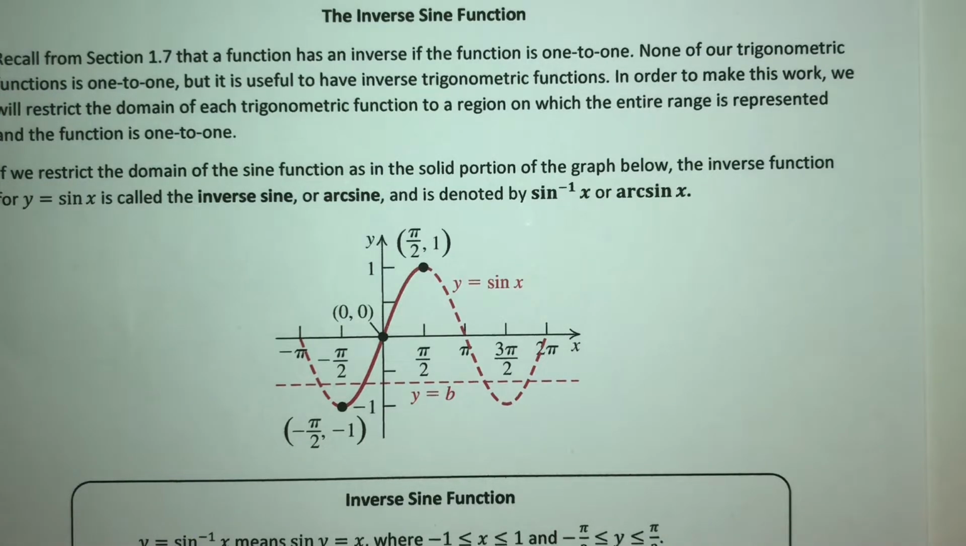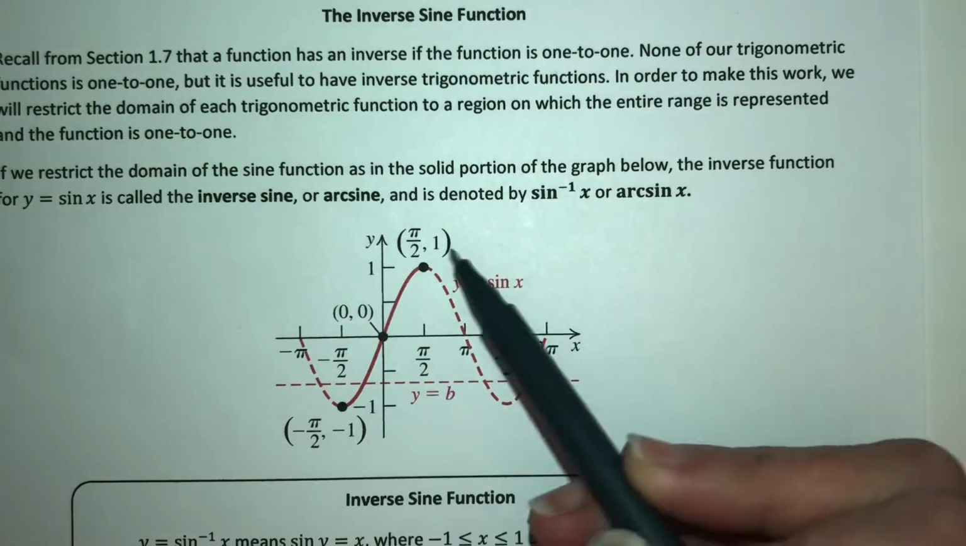Well, all of our trig functions are periodic, which means that none of them will pass the horizontal line test as written. Okay, just a general sine function does not have an inverse. But it is useful to be able to reverse these things. So what we do is we restrict the domain on our trig functions.